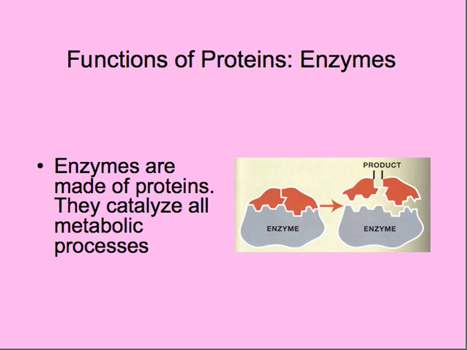I skipped a slide, so I'm going to go backwards. Proteins are what enzymes are made out of, and enzymes are so extremely important to living things. Without enzymes, almost no chemical reactions would take place inside cells, so we couldn't be alive. Enzymes are what make all chemical reactions happen, whether it's building up reactions or breaking down reactions. In other words, anabolic or catabolic reactions.